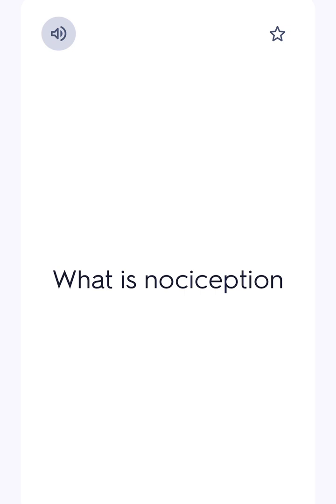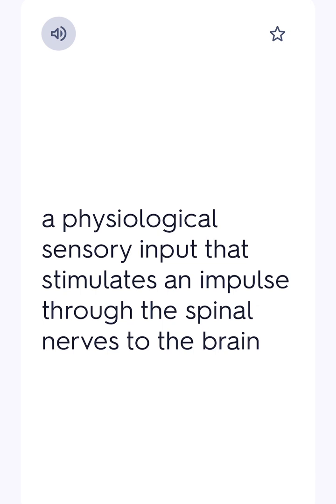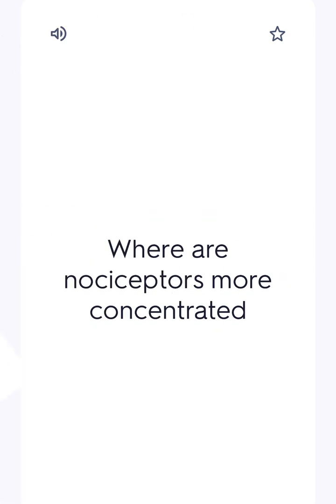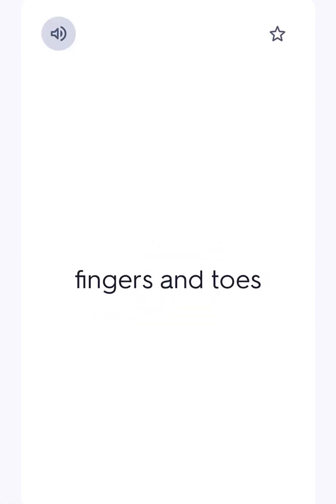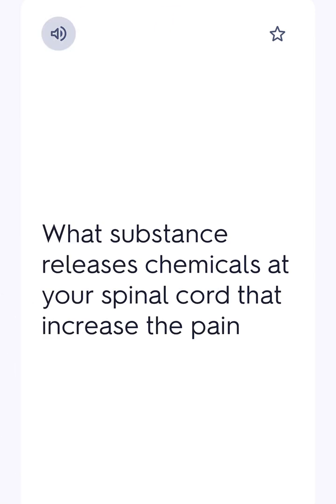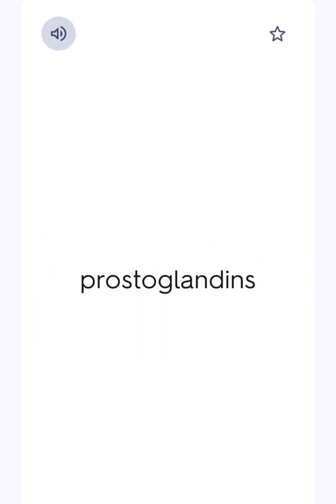What is nociception? A physiological sensory input that stimulates an impulse through the spinal nerves to the brain. Where are nociceptors more concentrated? Fingers and toes. What substance releases chemicals at your spinal cord that increase the pain? Prostaglandins.